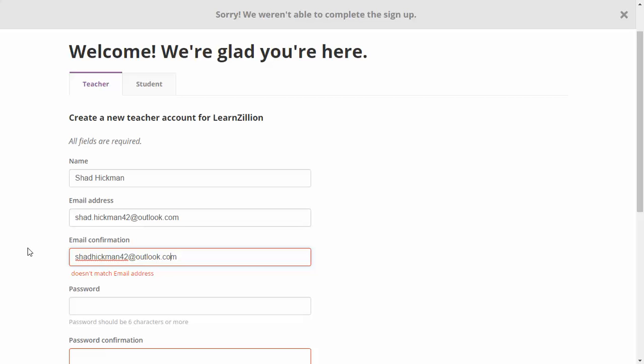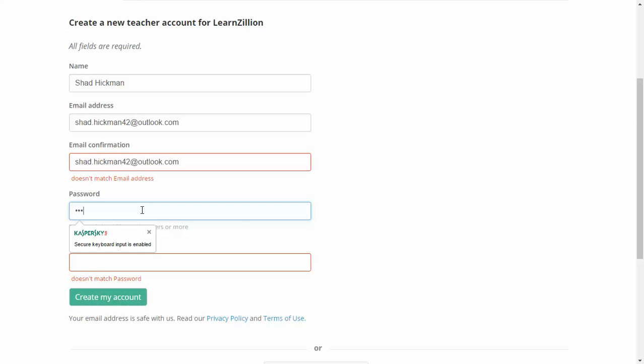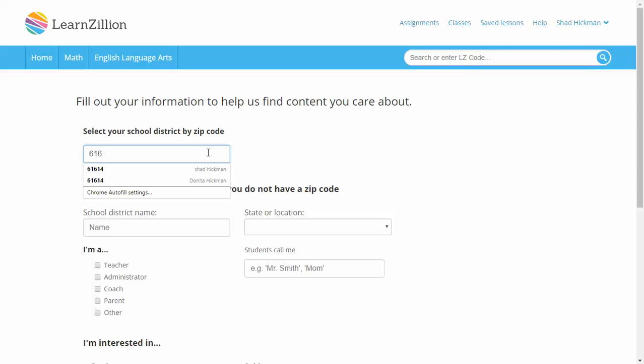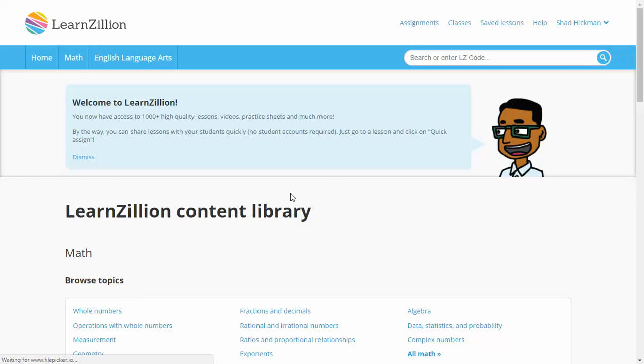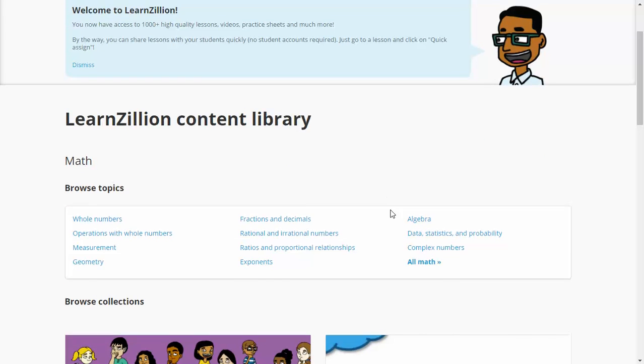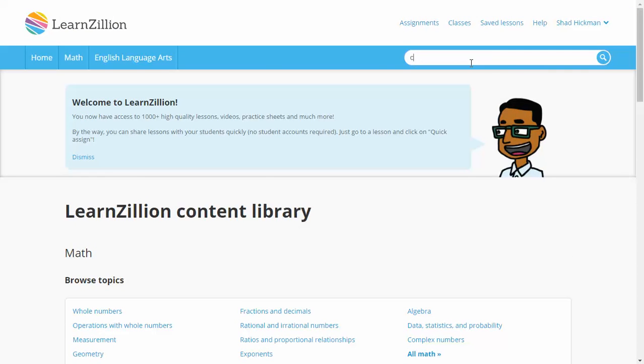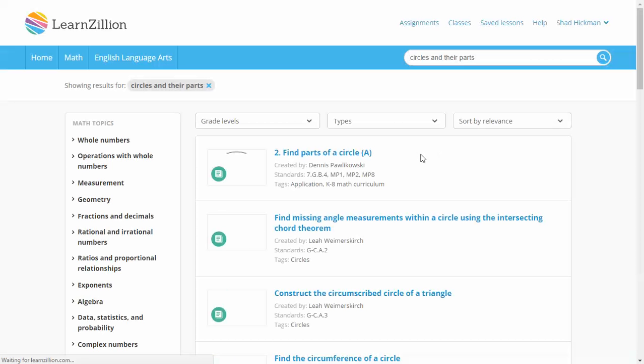Forgot a period. All right, there's a period. Okay, the school district I am in resides in Illinois. Okay, we're going to talk about math. I like math. I'm going to see what they have to tell me about circles and their parts. Okay, there we go. See how long it takes us to get something useful.